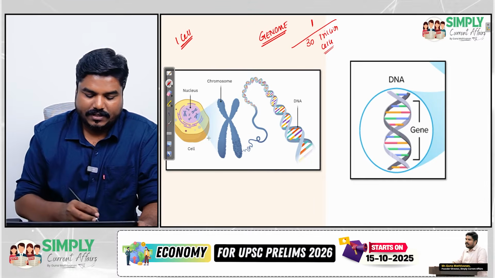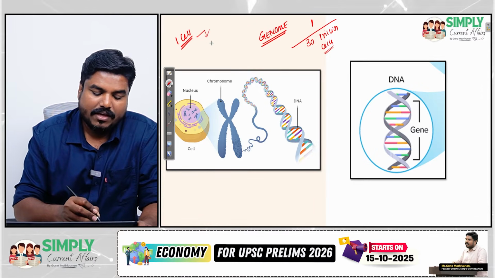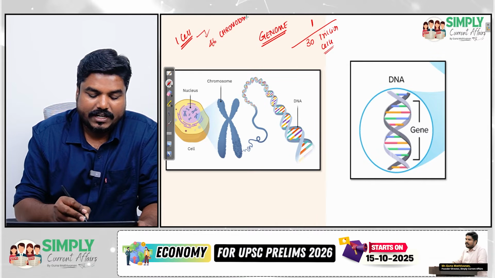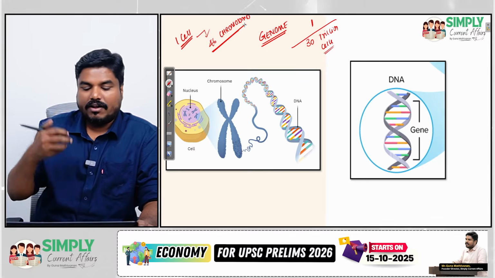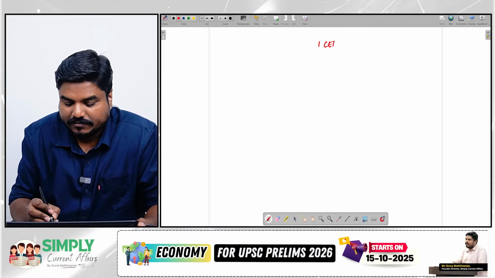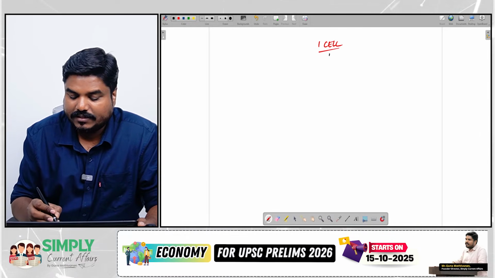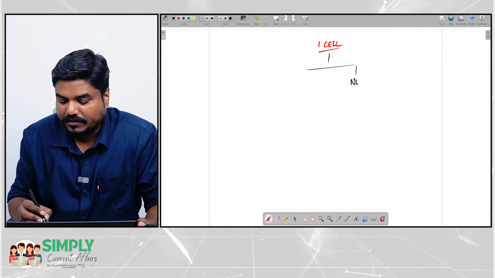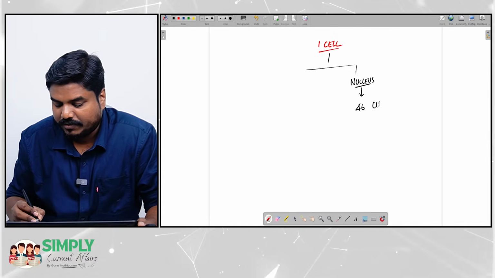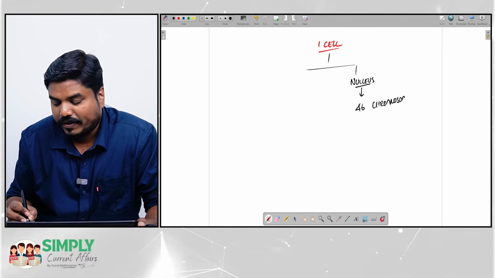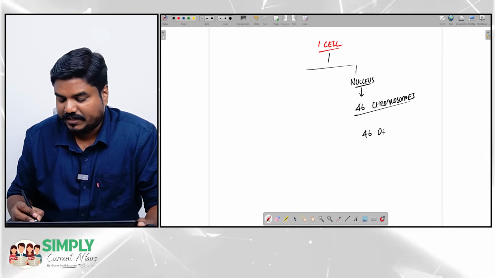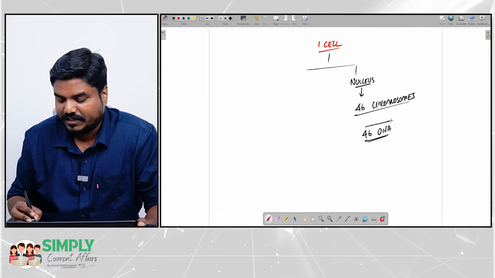From this one cell, in the nucleus, you will have 46 chromosomes. Let us take all these 46 chromosomes, or 23 pairs of chromosomes. These 46 chromosomes are nothing but 46 DNA. So we have taken all these 46 DNA.